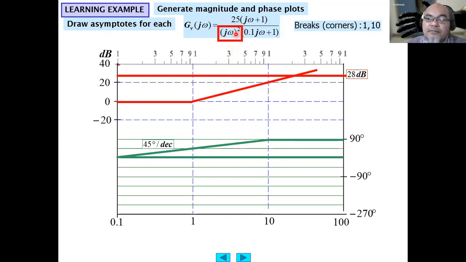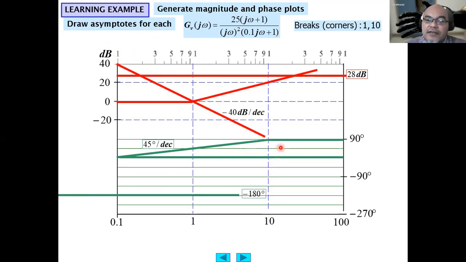The third pole here is j omega squared. So this is at the 0 pole. From the beginning, the power is 2 here, so the magnitude is 40 log omega. Since this is a pole, the gradient is negative because it decreases by 40 decibel per decade. So from 0.1 to 1 here, it decreases by 40, from 0 to negative 40 decibel at omega equal 10. The phase angle here will be minus 180 degrees.